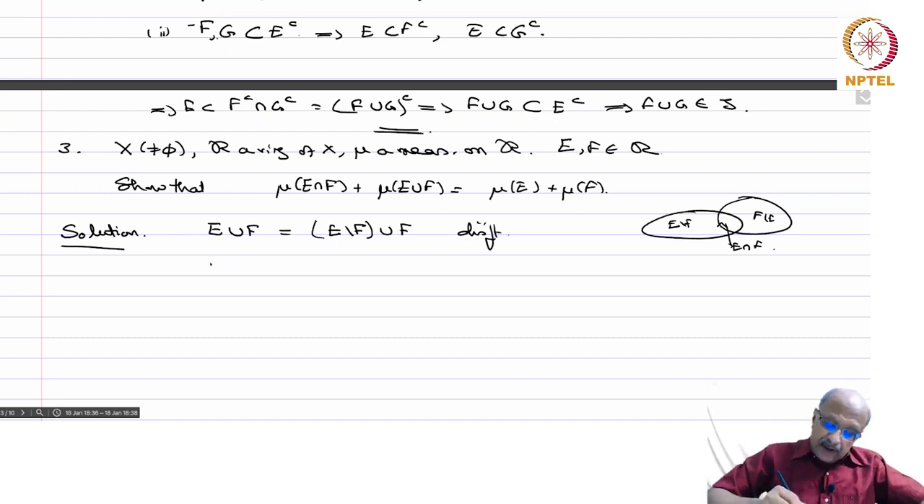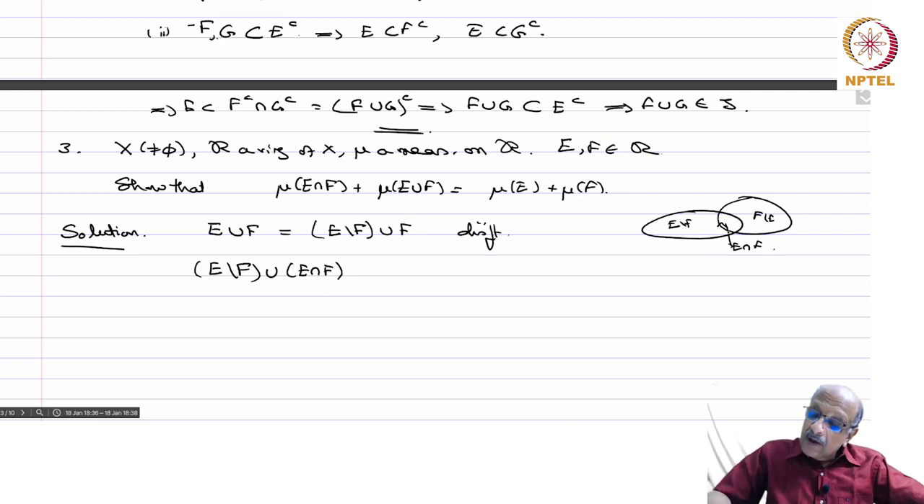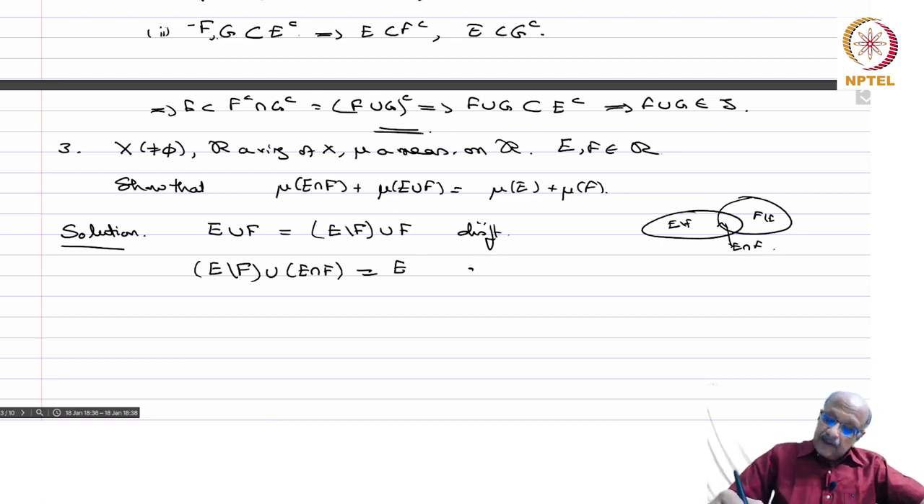Similarly, E minus F union E intersection F. So E minus F is this, E intersection F is this, and that is equal to E. Again, this is disjoint.